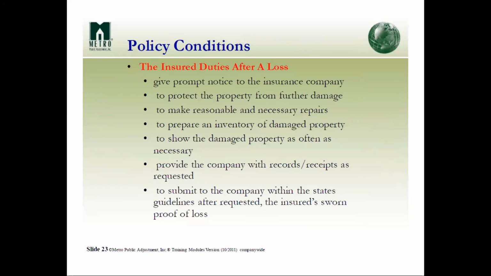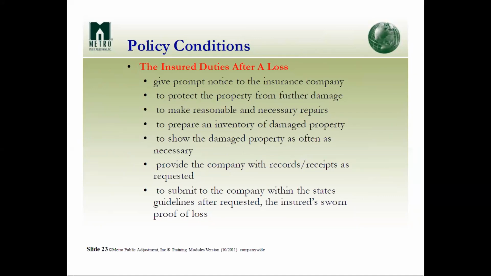It is the insured's responsibility to prepare an inventory of damaged property, meaning primarily of personal property or contents. We take that on oftentimes for the insured simply because they don't have the ability to do it on their own. To show the damaged property as often as necessary, the insurance company may require multiple visits to the property, and it is their right to do that.